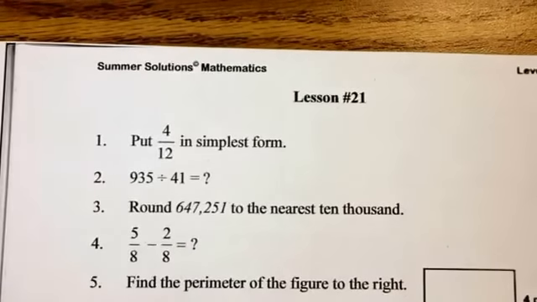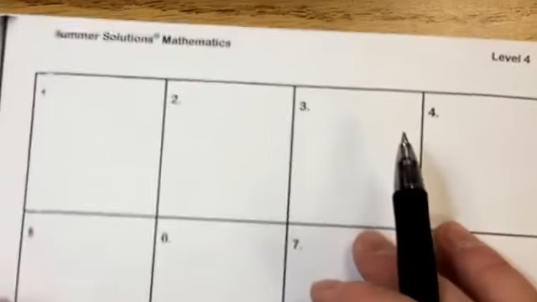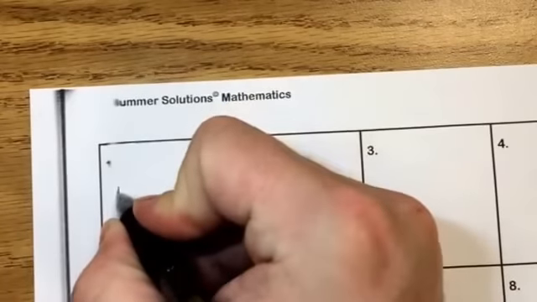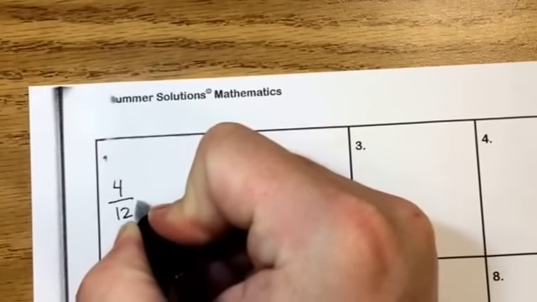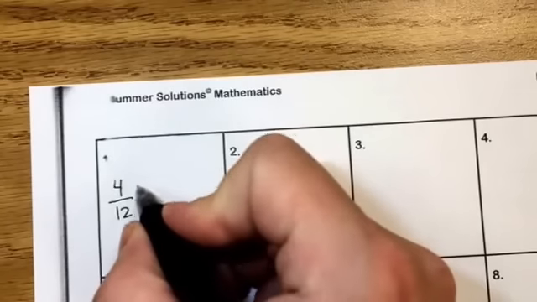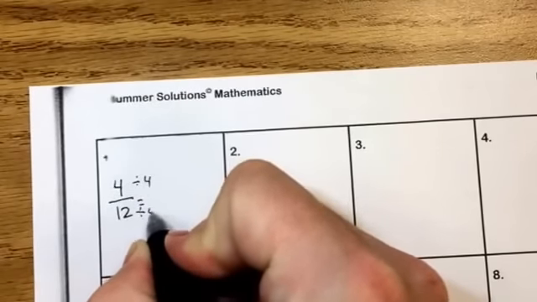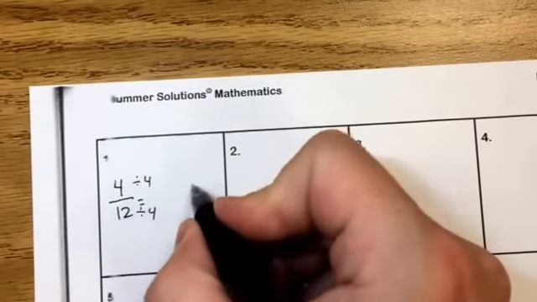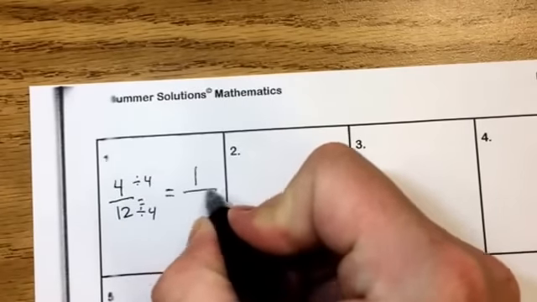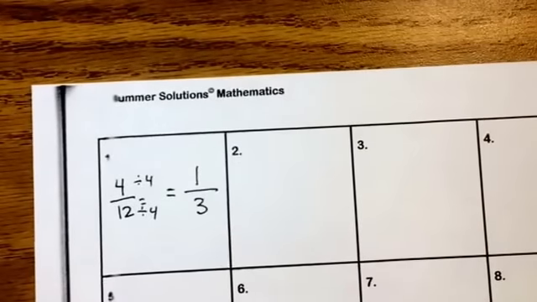So number one, we need to put 4/12 into simplest form. And we've been doing this for quite some time. So I'm going to go ahead and put 4/12 down, put the equal sign. And the thing about 4/12, I know that 4 can go into both 4 and 12. So I can divide both of these by 4. And I know that 4 divided by 4 is going to leave me with 1. And I know that 12 divided by 4 is going to leave me with 3. So 4/12 in simplest form is 1/3.